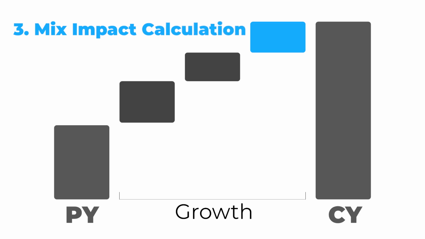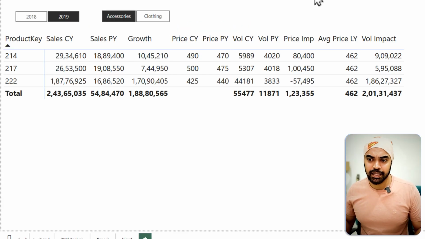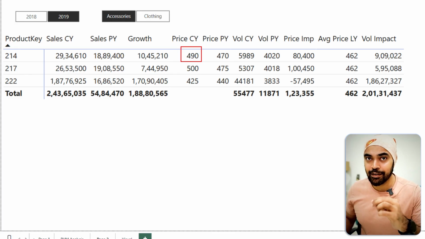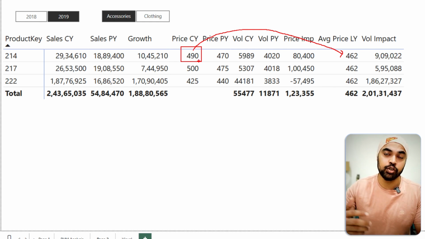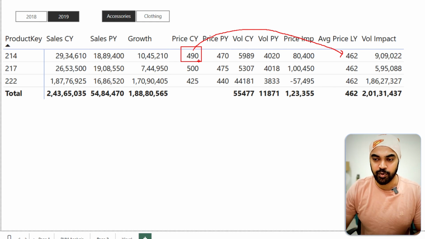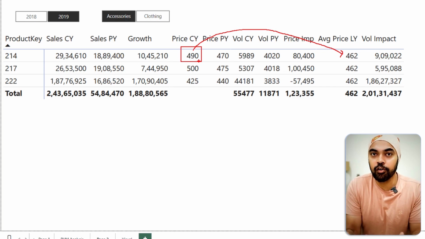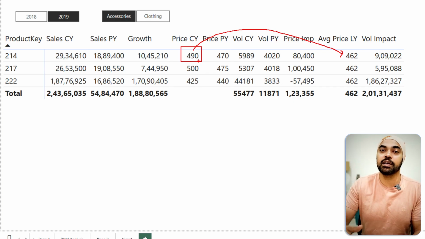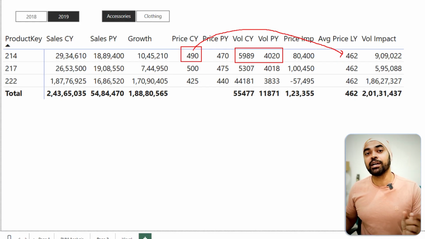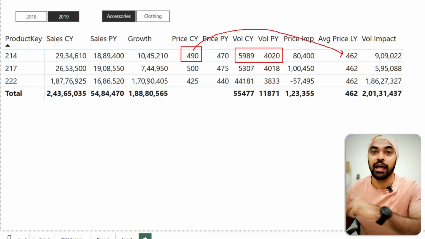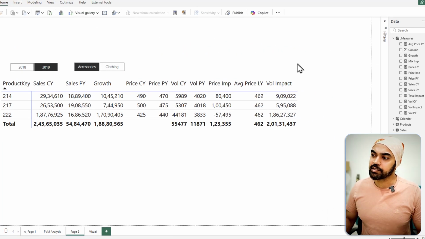And finally, we come to the mix impact, and the mix impact is something like this. If I compare the current year pricing of the product with the average pricing last year, which is 462, you can see that this particular product is more expensive as compared to all the products put together. That means a more expensive product. Now, how much of extra volume did I sell for the more expensive products as compared to the average pricing last year? So there is going to be a difference of these two, the volume difference. What extra did you sell? At what extra price did you sell as compared to the last year average pricing? And that is nothing but my mix impact.